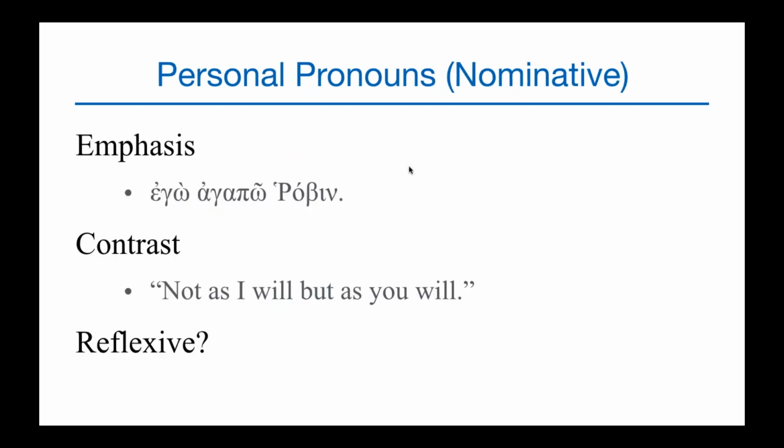There it is again. All right. And I mentioned this before. Some of you actually got extra points on the test for this. If you put the noun, or the pronoun particularly, it is usually for emphasis. Ego agapo Robin. I myself love Robin. Robin happens to be the name of Bill Mountain's wife.